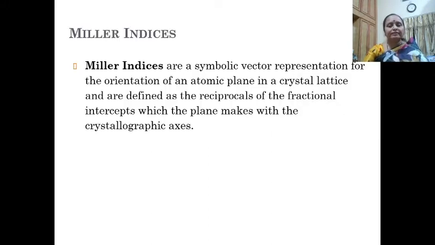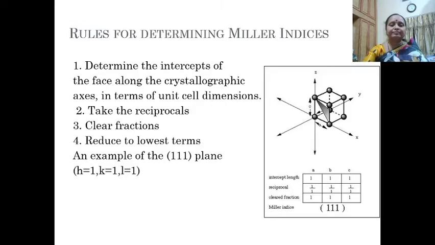Coming to Miller indices. Miller indices are a symbolic vector representation for the orientation of an atomic plane in a crystal lattice, and they are defined as the reciprocals of the fractional intercepts which the plane makes with the crystallographic axis.